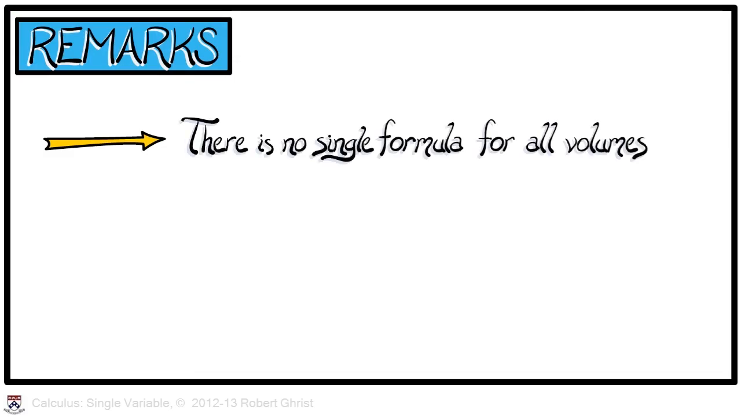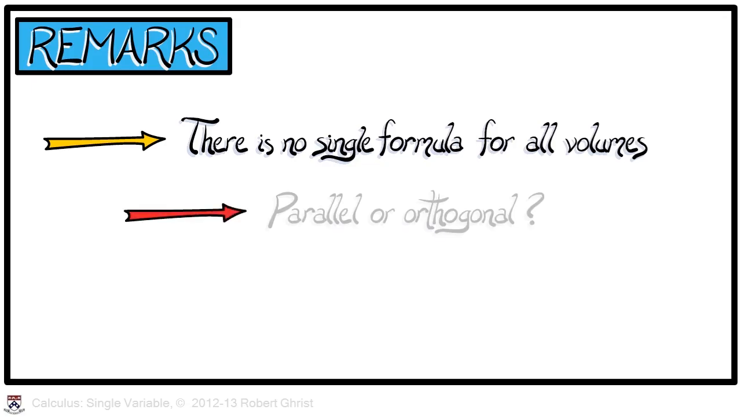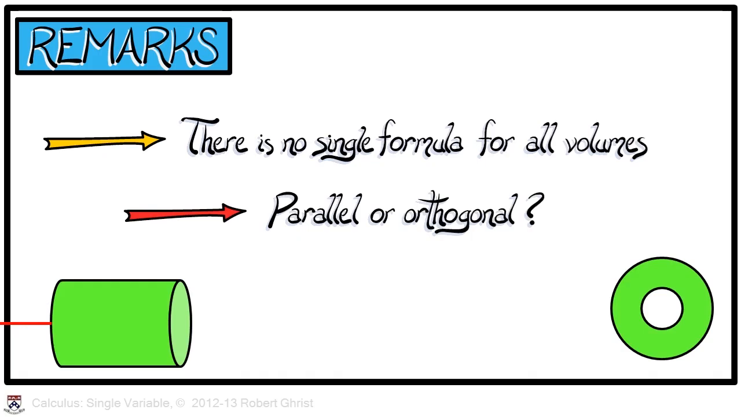Now, when you're doing homework problems on volumes of revolution, there are a couple things to keep in mind. The first is that there's no one formula that will do all volume computations for you. You're going to have to think about how to decompose your region. Always think in terms of whether you're slicing parallel to or orthogonal to the axis of revolution, and that will inform what you use for the associated volume element.